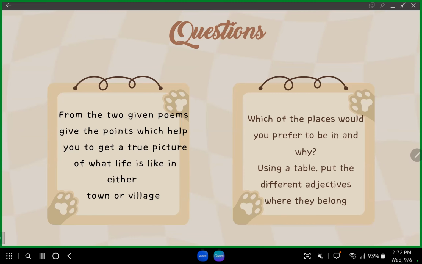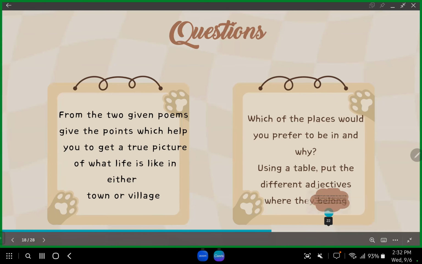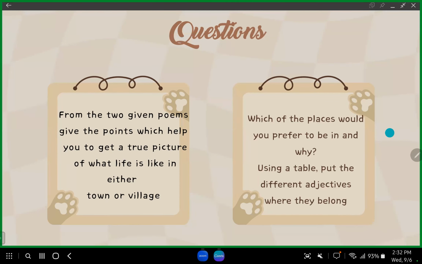I think we can talk about the different adjectives that we could use to describe either a town or a village. So please give me at least two adjectives which you could use to explain a town or a village.